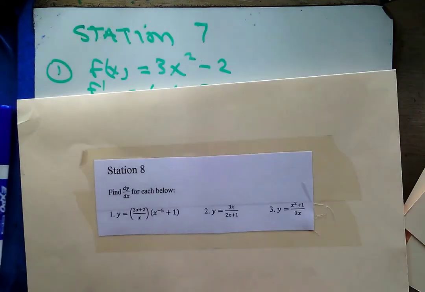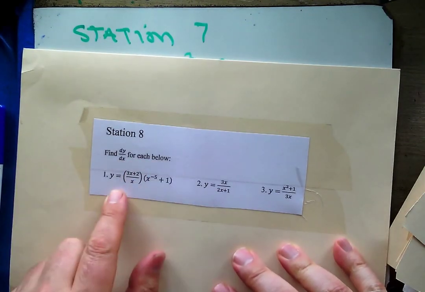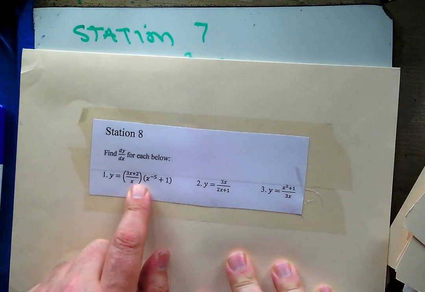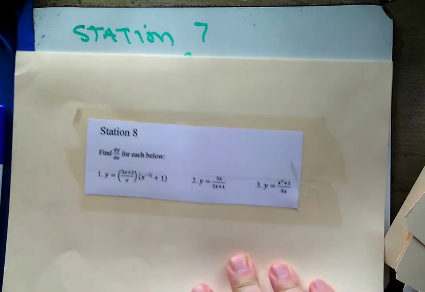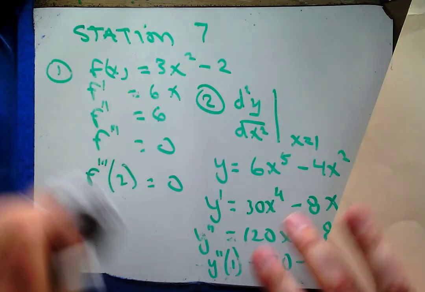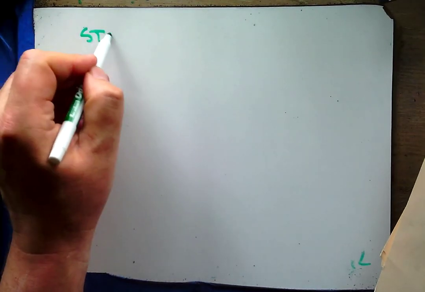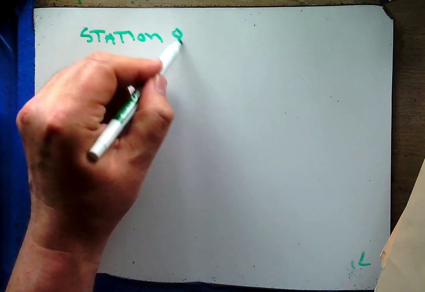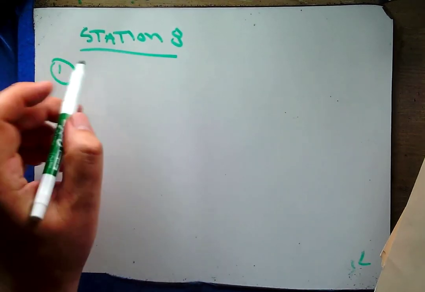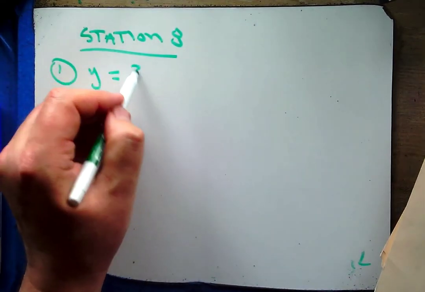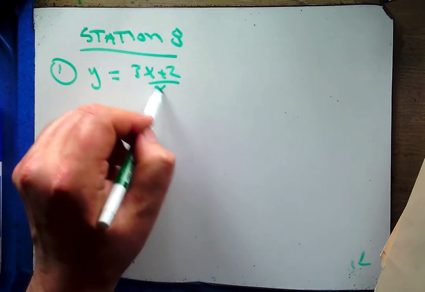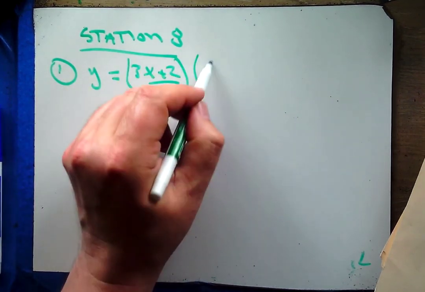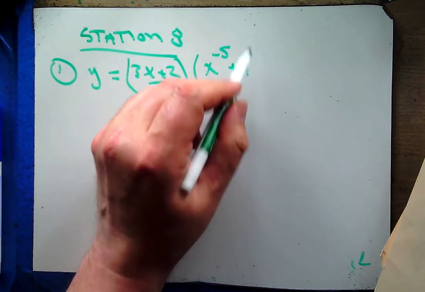Station 8. In station 8, we get to practice product and quotient. Station 8, y is equal to 3x plus 2 over x times x minus 5 plus 1.